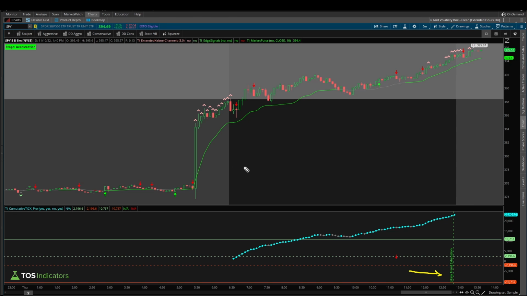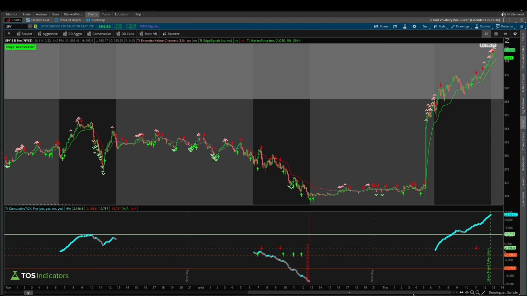Now, our trigger for this, and this is for the day traders out there, is looking for this red arrow on the Cumulative Tick Pro indicator. It basically tells us that we're now looking for the internals to exhaust and support this idea that price action is going to now revert back to the mean. That's the overall premise of this setup.